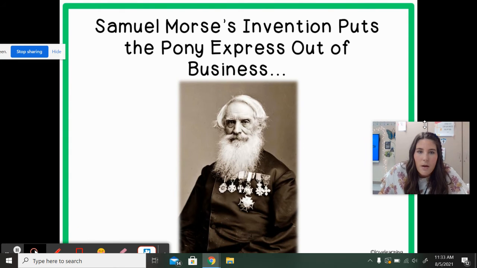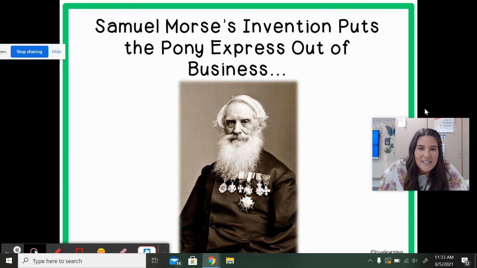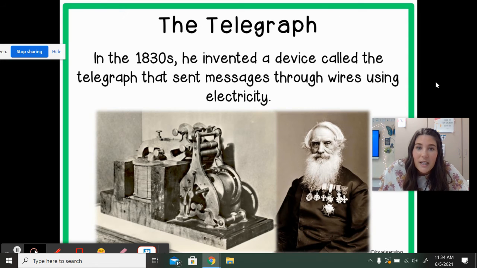So let's talk about Samuel Morse. This is like the next level type of communication. We have the Pony Express being our first way of communication across the country, but Samuel Morse helps us take that up a notch. Samuel Morse's invention puts the Pony Express out of business. So you might want to write down the name Samuel Morse. He invented the telegraph. This is something you need in your notes.